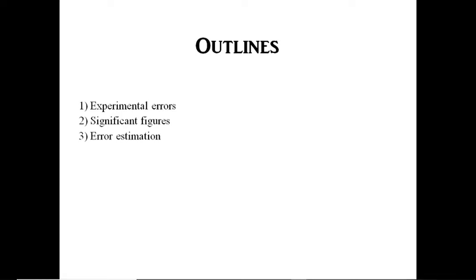In experimental error, in this section, we will cover the different types of error in experiments and how to minimize them. In significant figures, we will cover all types of significant digits and their importance. And the last one is error estimation. In this section we will calculate the error in our experiment.